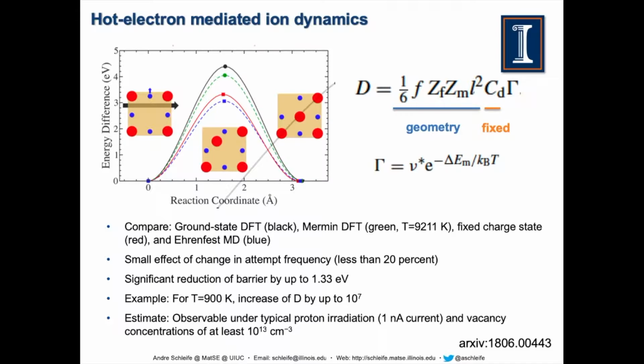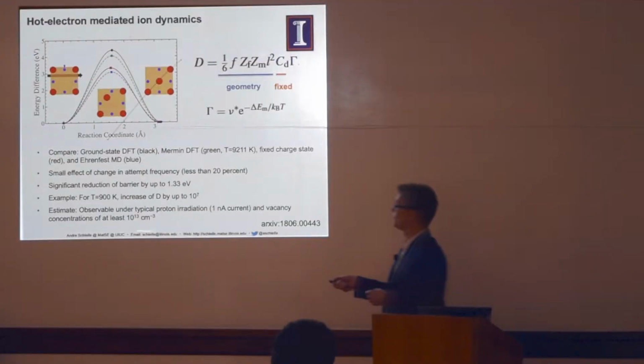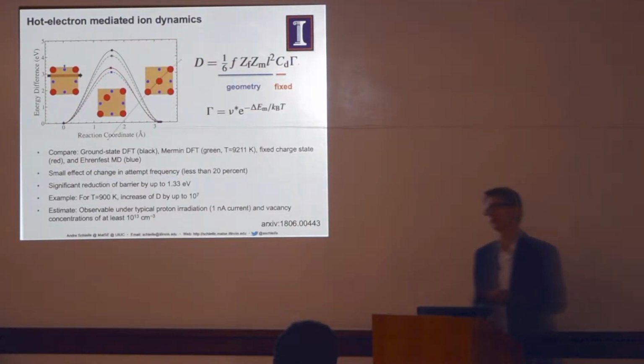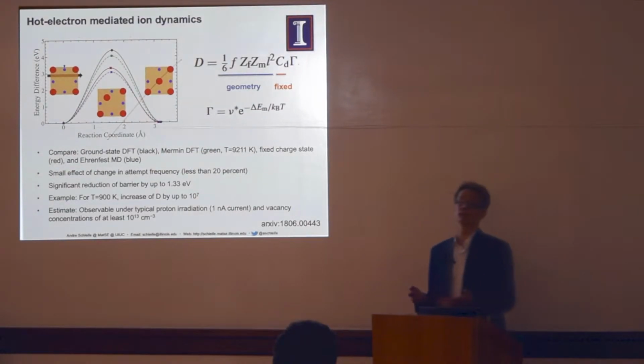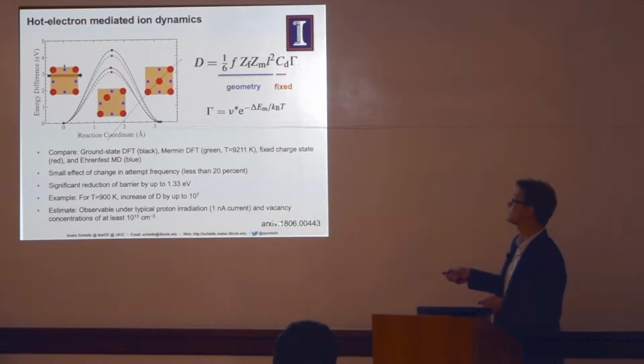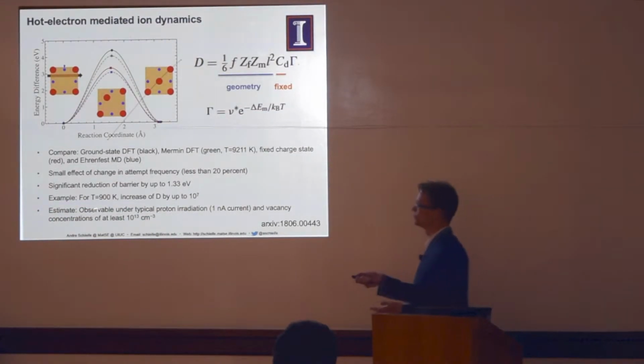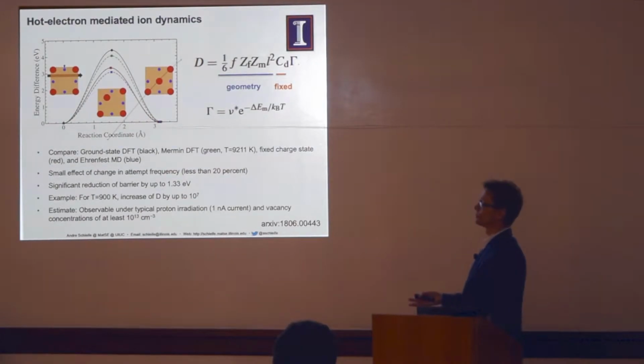And so we use the rate equation to estimate whether under typical proton irradiation conditions, which in this particular case means 1 nanoamp of current, what would be the vacancy concentration that we would need to actually get a doubling of diffusivity. Okay? And what we found is in this case you would need 10 to the 13 defects per cubic centimeter, which is not nothing, but it's also not crazy. So that's something that can definitely occur in a manganese oxide cluster. So in this case, you would observe that diffusivity should be enhanced by a factor of 2 under those conditions. So that's something that you could observe in experiment.